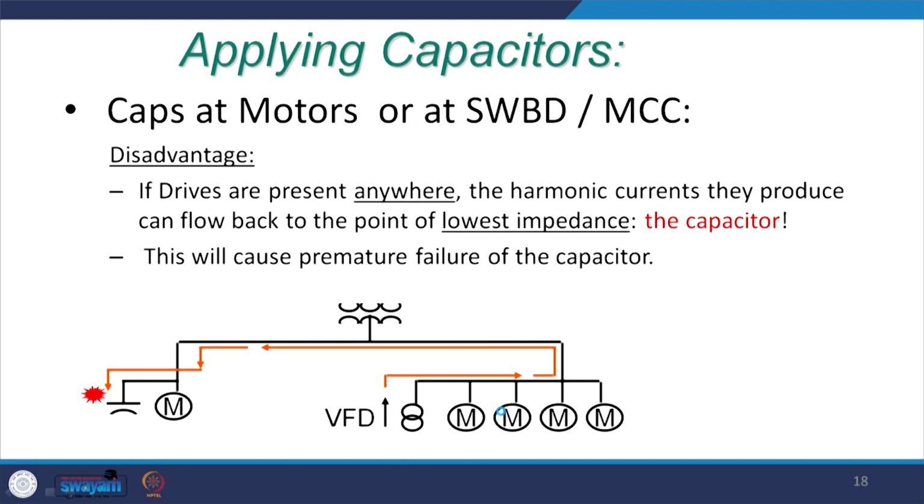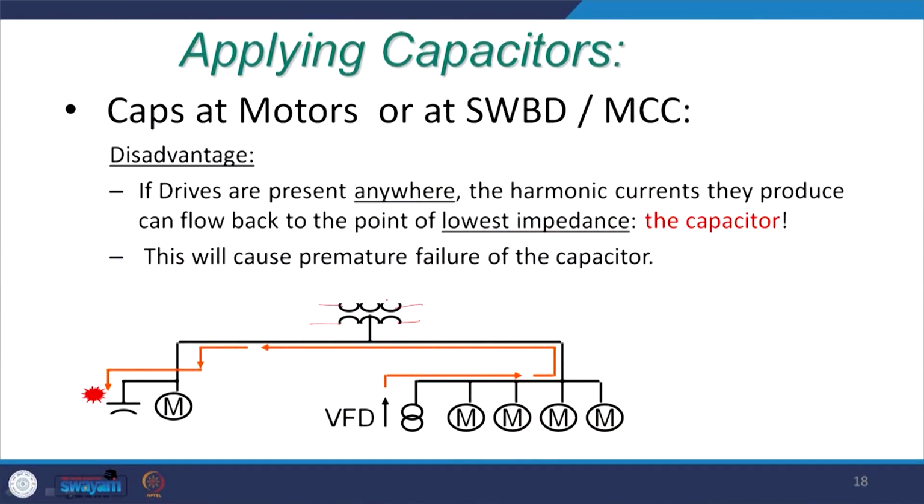So, we require to put in the capacitor, as I have told you, to mitigate the reactive power problem. But if there is an adjustable speed drive, then there will be a lot of disadvantages. So, placing this capacitor when you have an adjustable speed drive is a problem.